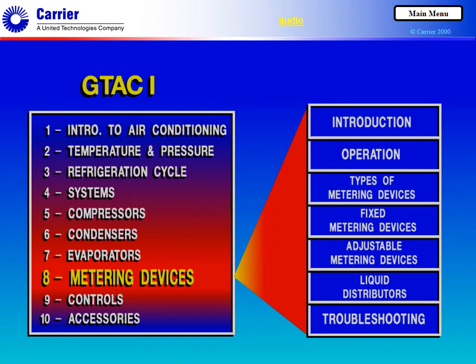This 8th module, called Metering Devices, will continue to build your knowledge about the mechanical refrigeration system and its components. Our purpose is to review the placement and function of the metering device within the refrigeration system and to describe the types in use today. We also shall discuss how the metering device adapts to a changing load.